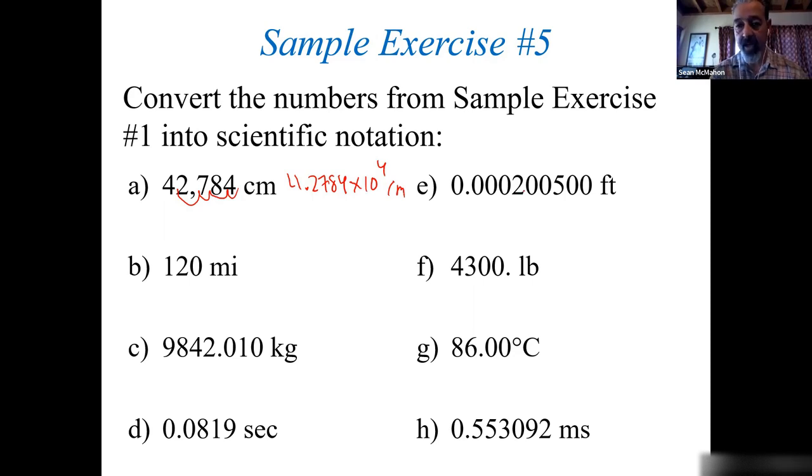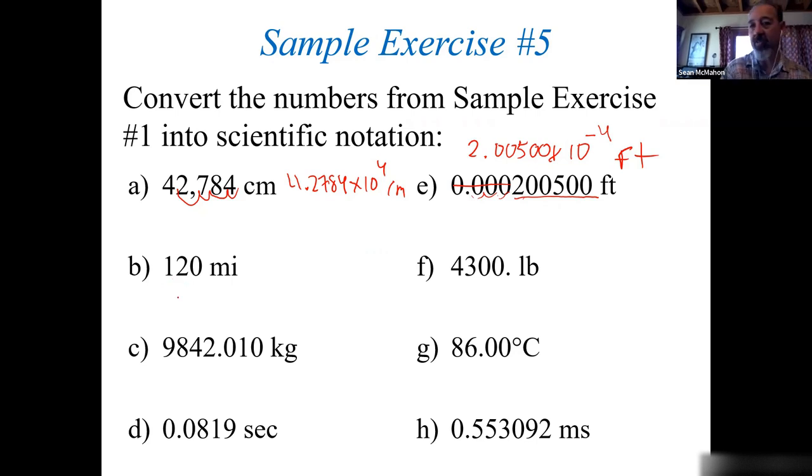Okay, now here, I want to go after the first non-zero digit. And believe it or not, I've got to write all this because these are captive. They count. Trailing count because there's a decimal. Leading don't. But how many do I move it over? 1, 2, 3, 4. So it's 2.00, I know you're going to hate me, 500 times 10 to the -4. Why negative? Because it's less than 1 feet.